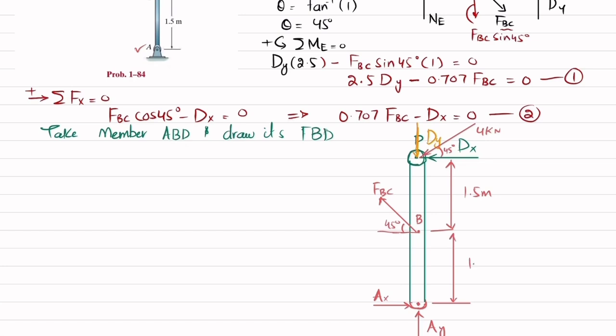So we will now apply the equations of equilibrium in order to find this dx and dy. So what will be the equation of equilibrium? The first equation of equilibrium is that the sum of all moments about point A is equal to 0, taking the counterclockwise moment as positive.